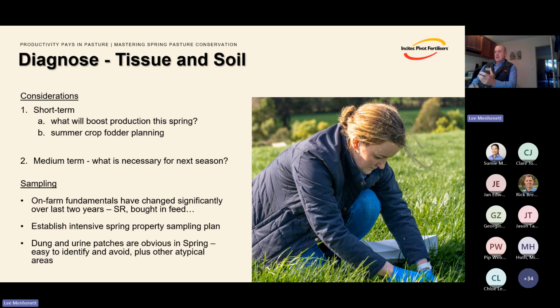And this time of year, from a sampling perspective, is really good, because you can avoid any atypical areas, you can avoid dung and urine patches, so you can get a really good soil sample and leaf tissue sample, by avoiding those areas, because they're quite pronounced at this time of year. So I suppose the point here is it's a great opportunity to reset, to re-look at things, and go into it with a really intensive sampling program.